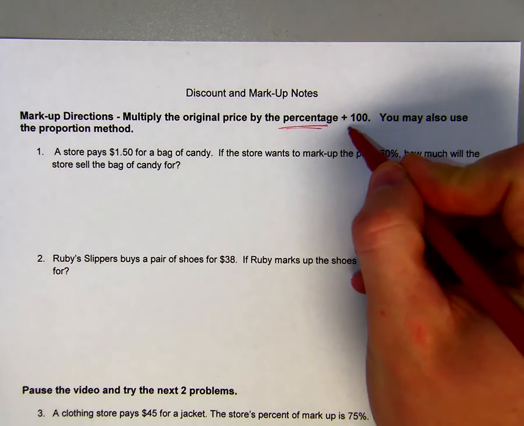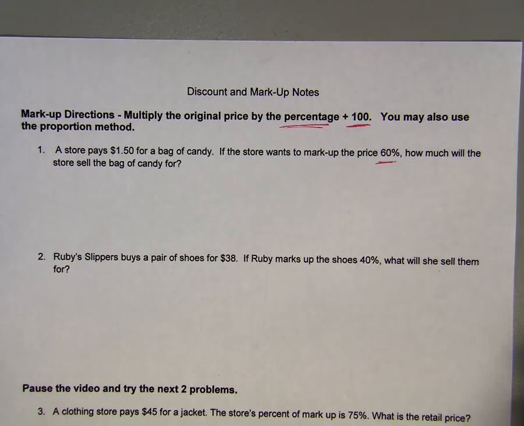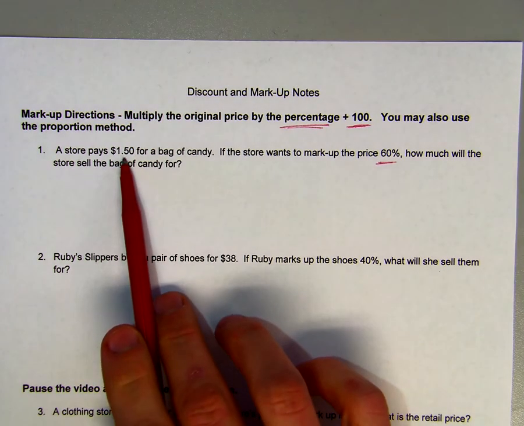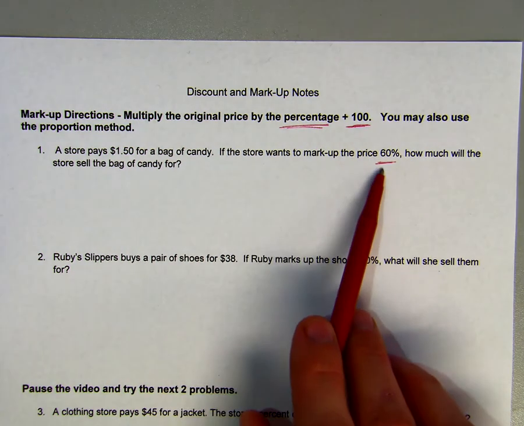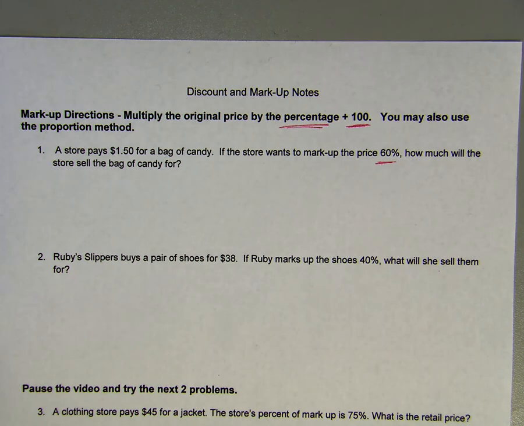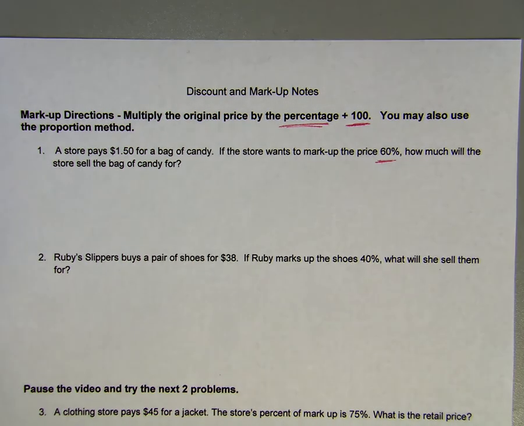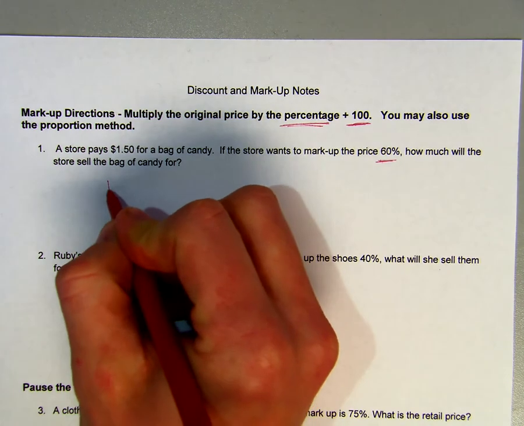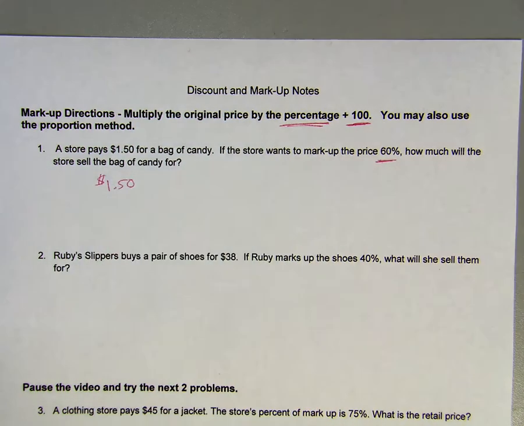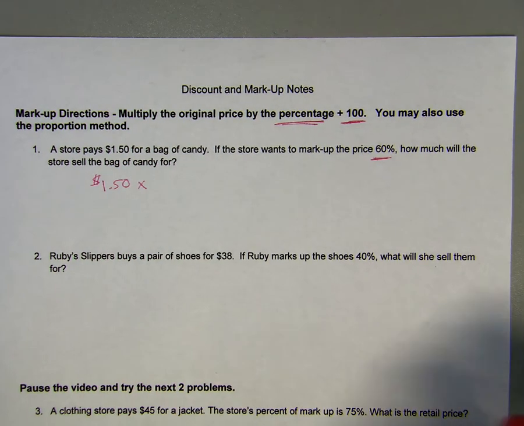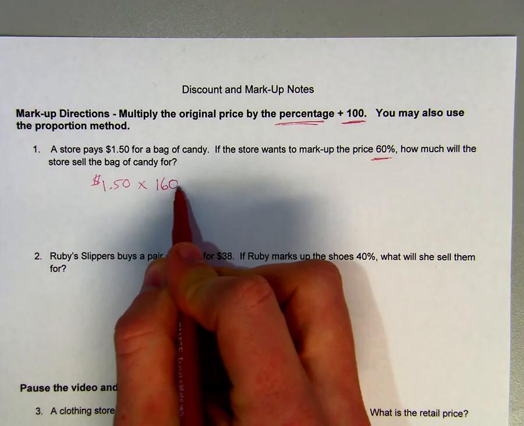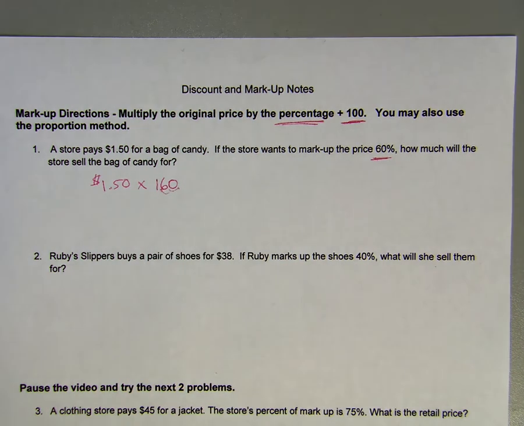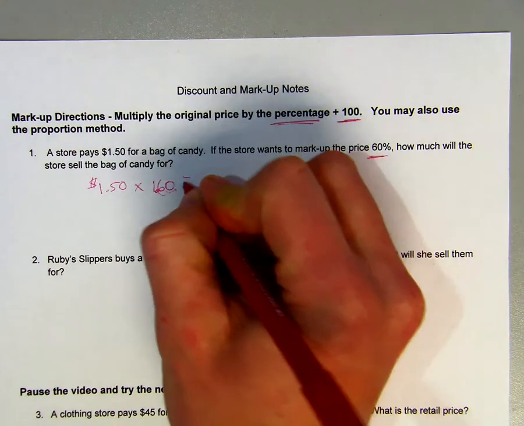We're also going to multiply it by the percentage plus 100 because we need to think about the original price. The original price is 100%, okay? So we're going to do 100% of the price plus the percentage that's getting marked up. So if I have 60%, I'm going to multiply the original price, $1.50, by not just 60%, but 160%. My 160%, if I turn that into a decimal, gets to move over twice. So 1.6 is what I'm going to multiply it by.